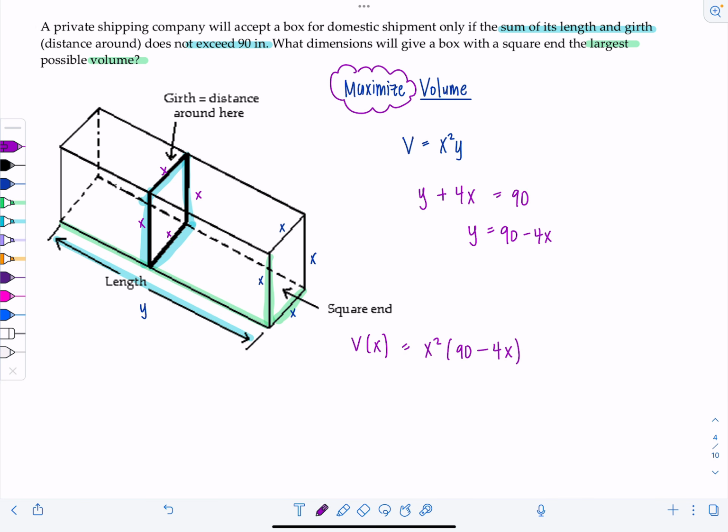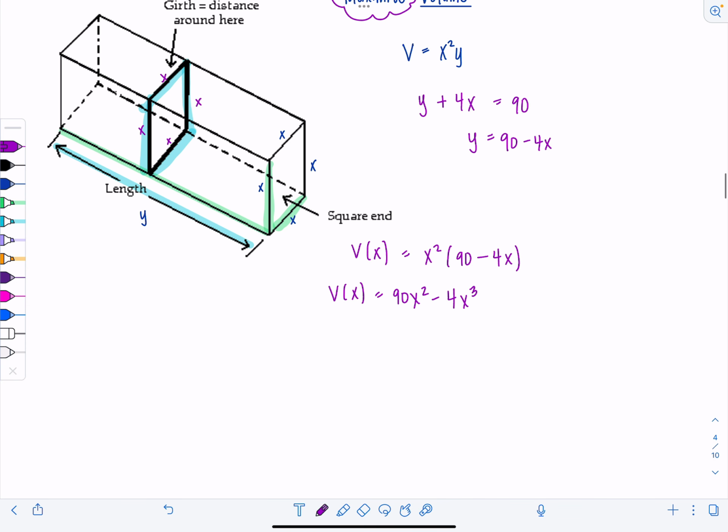See that? Oh, that wasn't so bad, right? I'm telling you, 90x squared minus 4x cubed. This is a relaxing little problem, but it just looks intimidating, you know? Get it together. What's the next step? Yes, we take a derivative so we can get our critical values. So v prime of x is going to be 180x minus 12x squared. Let's box this. This is good stuff.